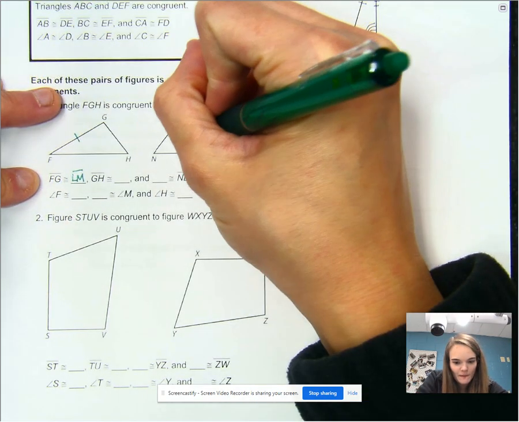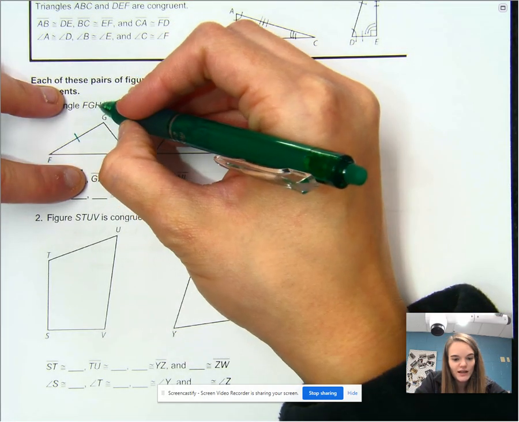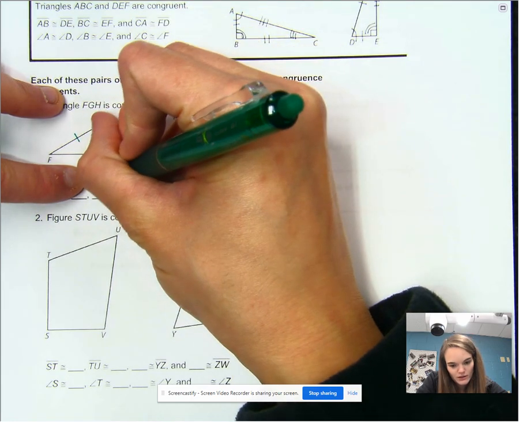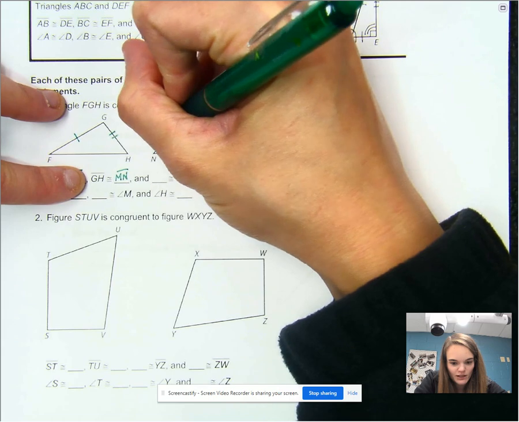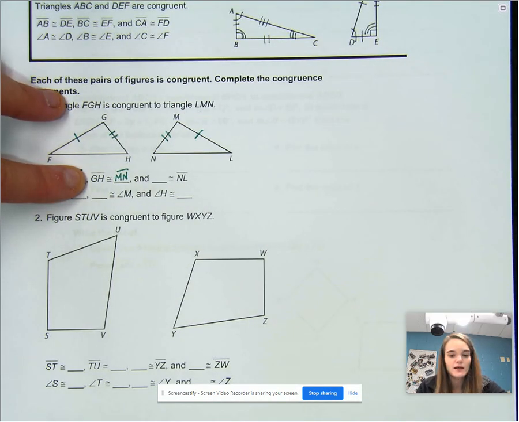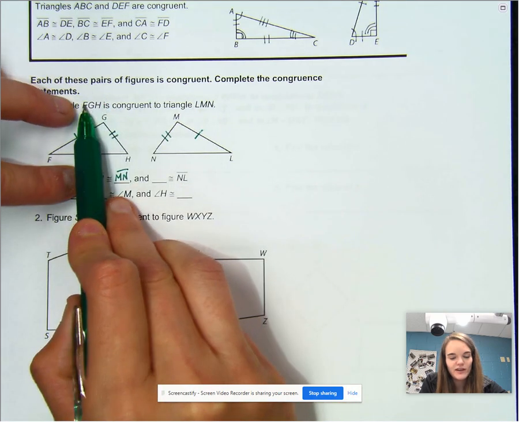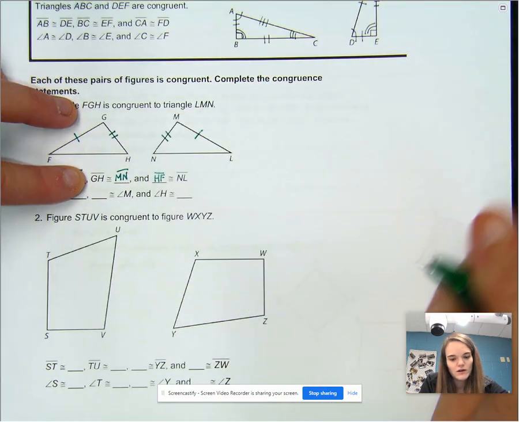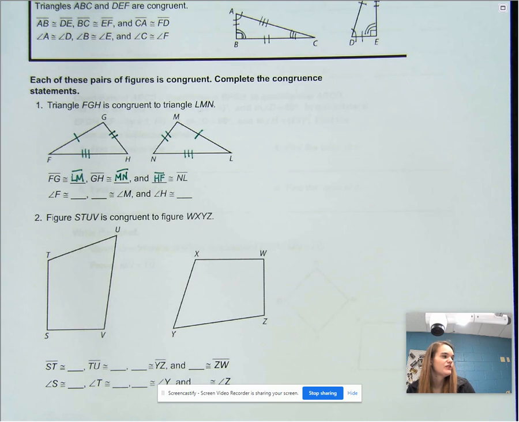FG, LM. The next one, GH, is going to be congruent to MN. Then I'm going to mark it. GH, MN. Okay? NL, N back to L, is congruent to H back to F. It has to be in the order. 3 and 3. There are the side congruent statements.